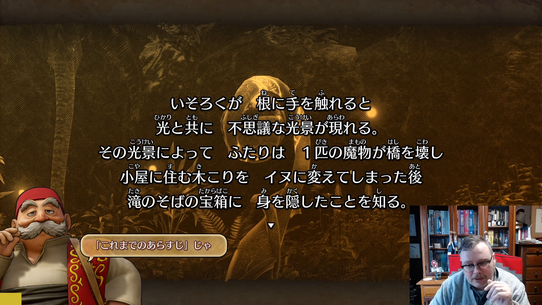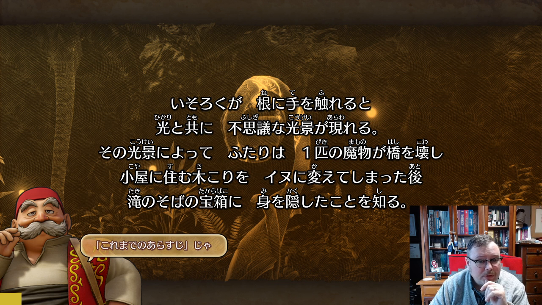To has multiple meanings in Japanese. It can mean and, but in this case it means when. So ne ni te o fureru to, so when he placed his hand on the root.